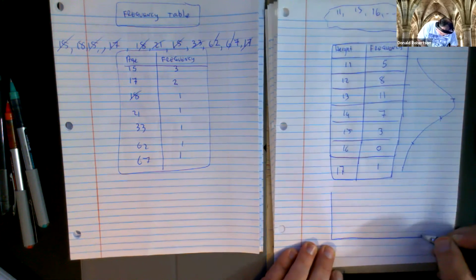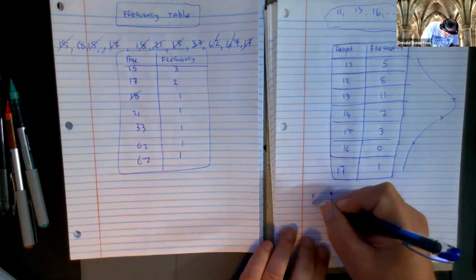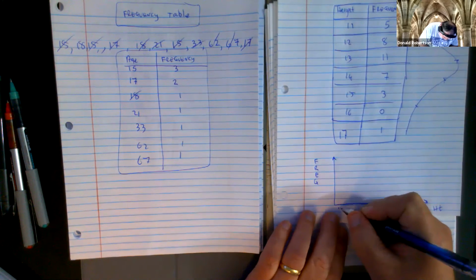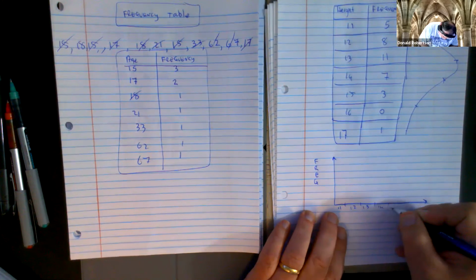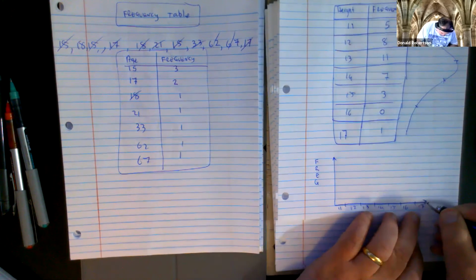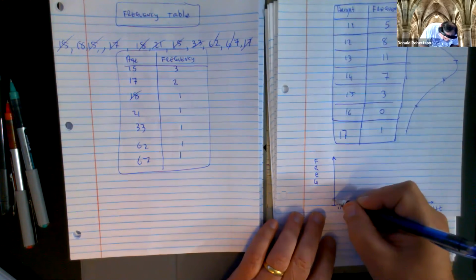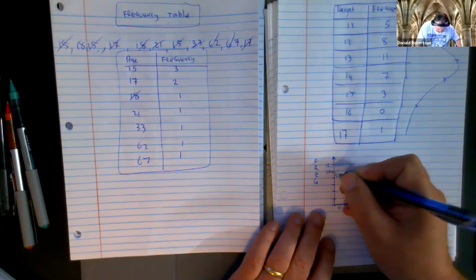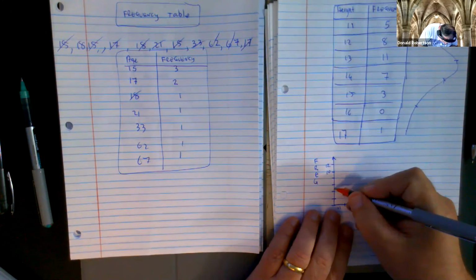So you can also imagine what that data would look like if I took it and made a graph that looked like this. So height against frequency. And I'd start at 11, then 12, then 13, 14, 15, 16, 17. And frequencies need to go up to what, 11? So 0, 2, 4, 6, 8, 10, 12. And at a height of 11, there was 5 of them. So that would be here.